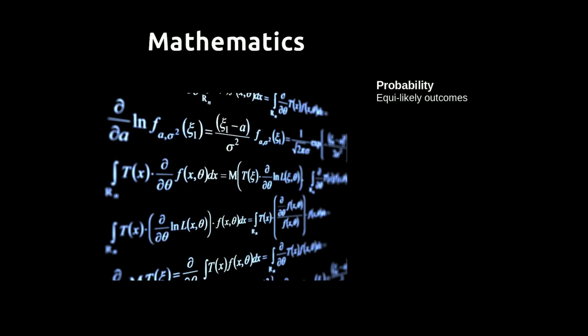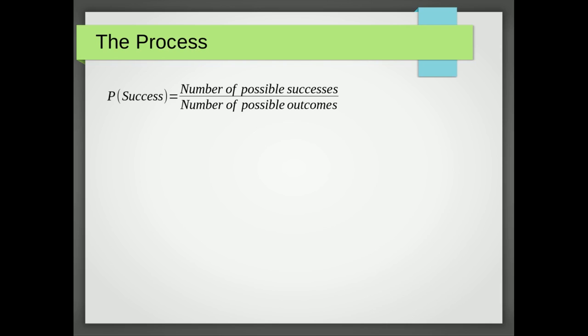In this lesson we're going to start our work on probability, and we're going to start by looking at equi-likely outcomes, where we start looking at the probability of an event happening. So what's the process we go through when we want to work out the probability of something happening? Well, the formula is quite simple.